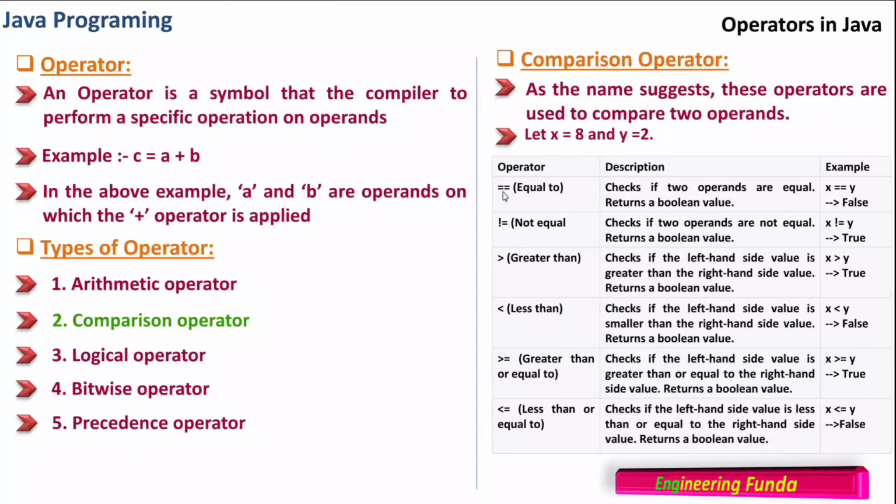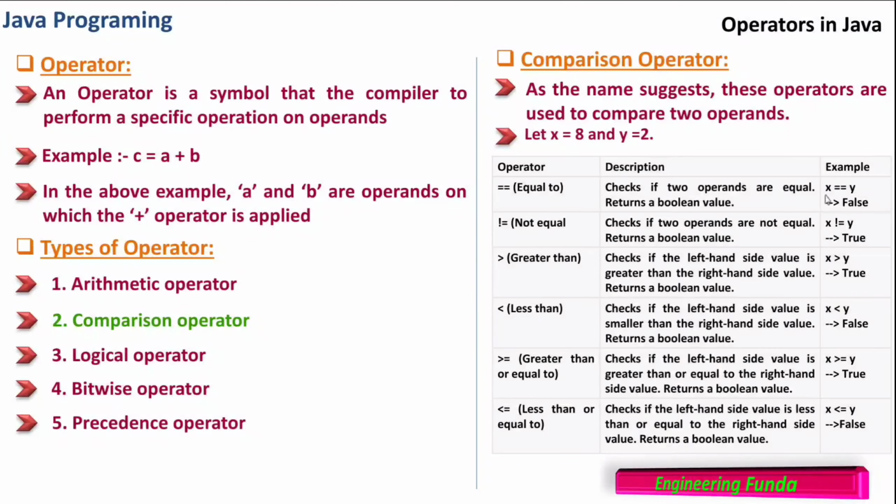First is equal to. In comparison, there is this double equal to. It checks if the two operands are equal or not and returns a Boolean value. So my dear friends, the important thing to watch over here is that all the comparison operators will return a Boolean value. That means the result of this operation will be either true or false.